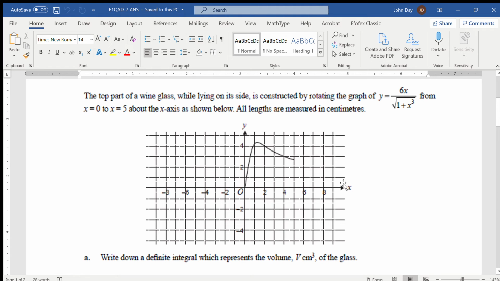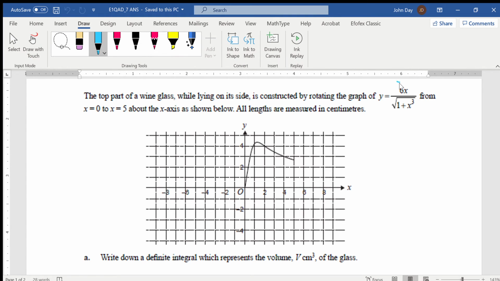The top part of a wine glass, while lying on its side, is constructed by rotating the graph y equals 6x on root 1 plus x cubed, from x equals 0 to x equals 5 about the x-axis, as shown below. All right, so it's going to look something like that. It's going to come down there like that, and it goes up about 1, 2, 3, 4, and 1, 2, 3, 4, and it comes up to sort of here, and it goes something like this.